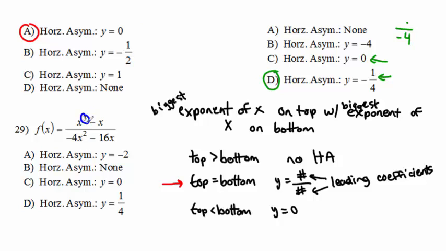Finally, we have a cubed over a squared, which means the top is bigger than the bottom. And so that means there's not a horizontal asymptote at all. And if you look at this graph in particular, it's not a horizontal asymptote because a horizontal asymptote has to go straight across. In this equation, it does have an asymptote, but it's slanted. It's not a horizontal line, and that's not the same thing. So that's why there's not a horizontal asymptote.